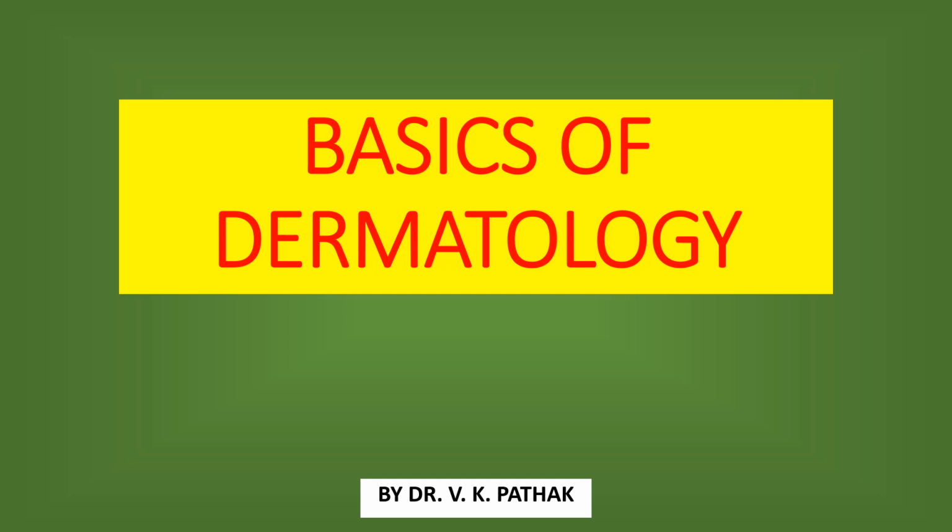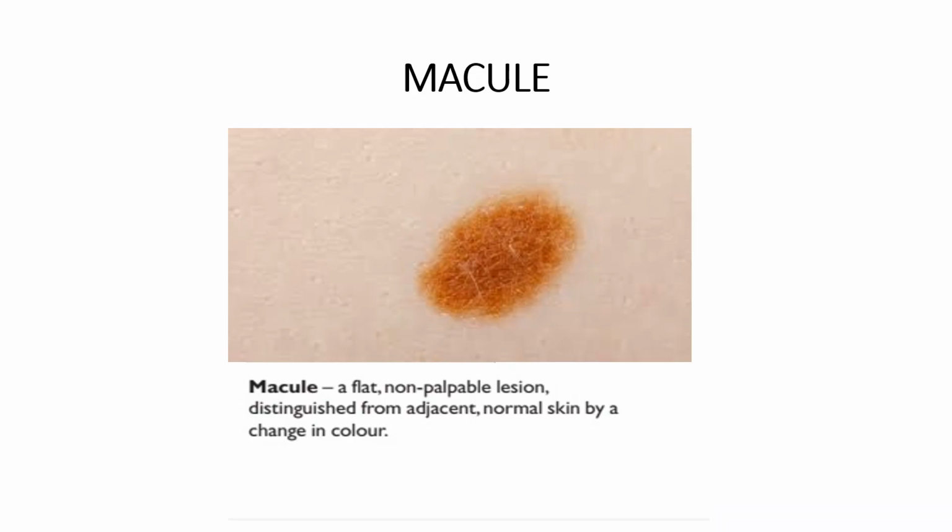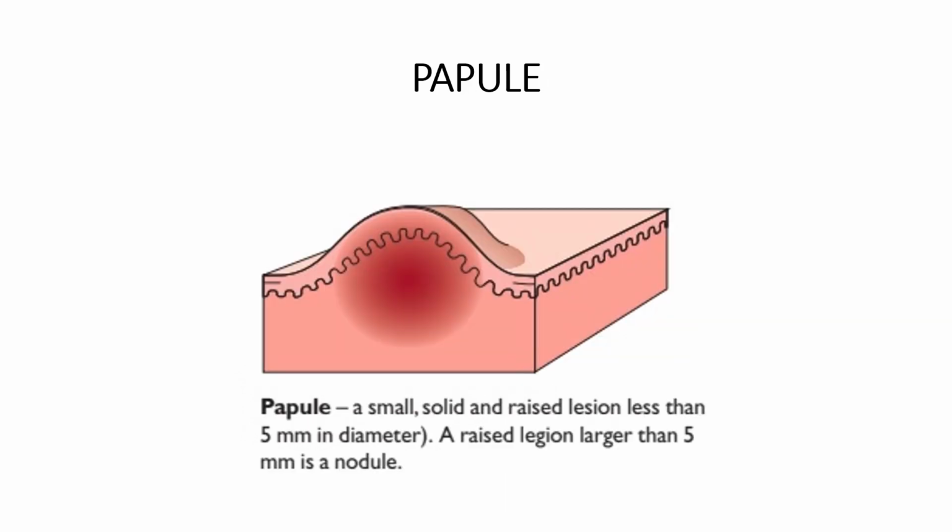Hello friends, today we are going to study about basic terms commonly used in dermatology, or basics of dermatology. Macule. Macule is a flat, non-palpable lesion distinguished from adjacent normal skin by a change in color. So it should be non-palpable and can be distinguished from surrounding skin by change in color. So it is a macule.